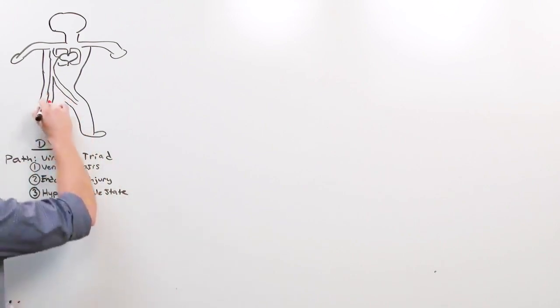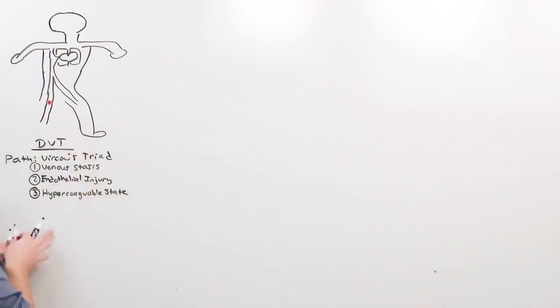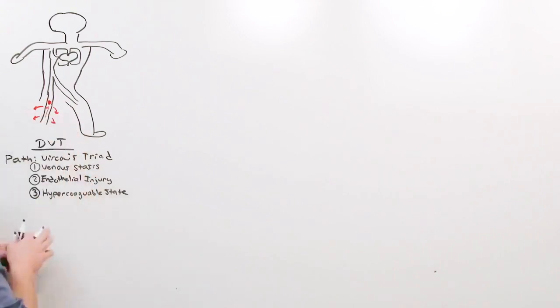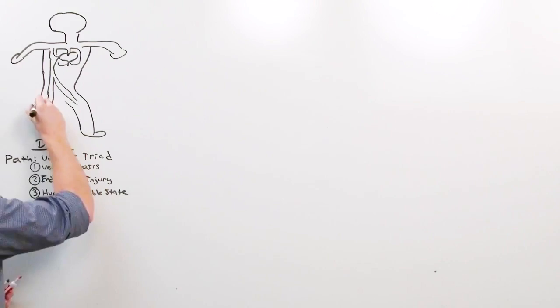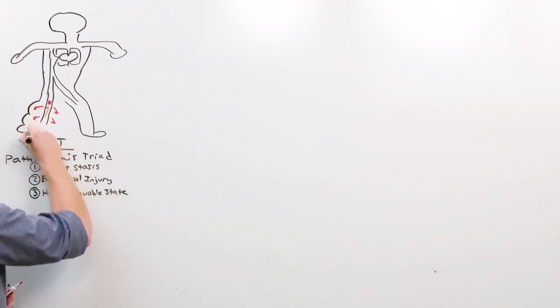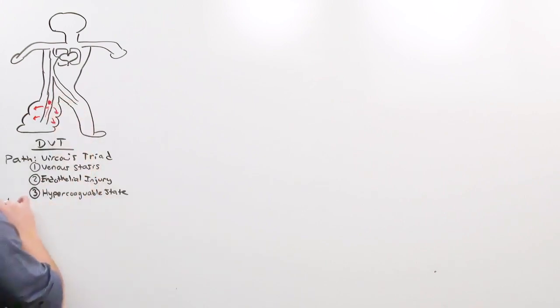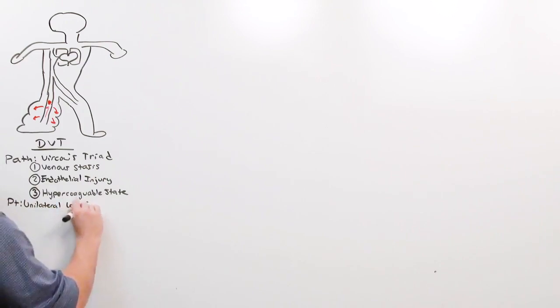Now the problem is that the veins continue, but the fluid from the leg can't get out. So where it ends up is in the extremity itself. In this case, it's a leg. So what you're going to see distal to the clot is edema. And that is the patient presentation. Unilateral leg swelling.